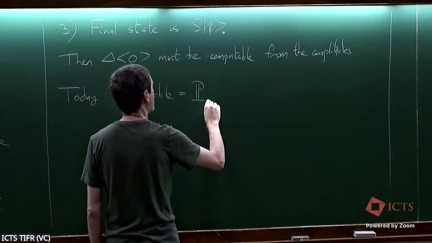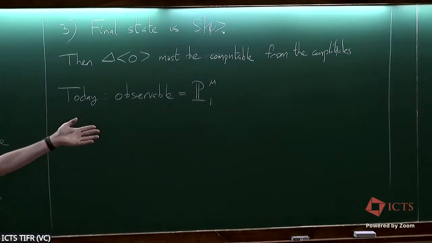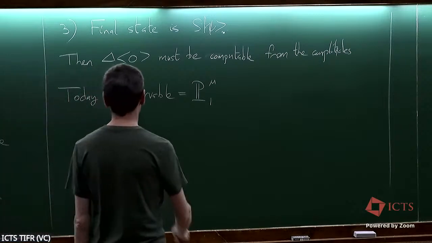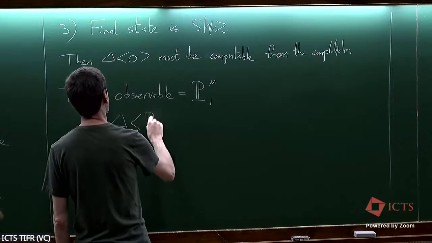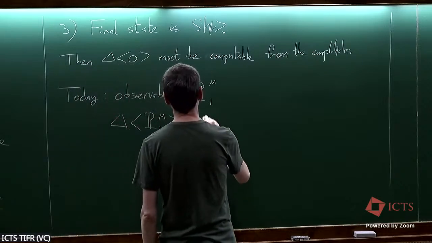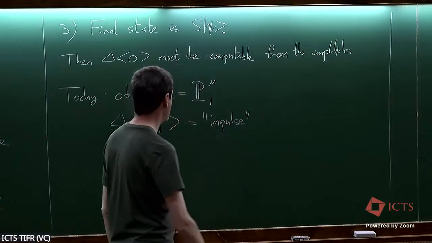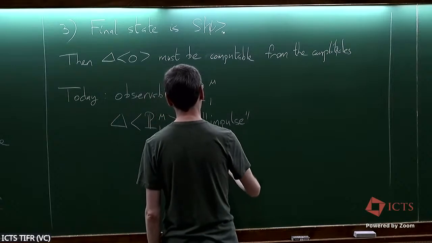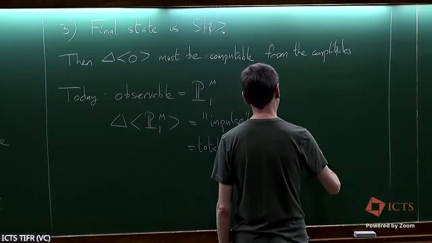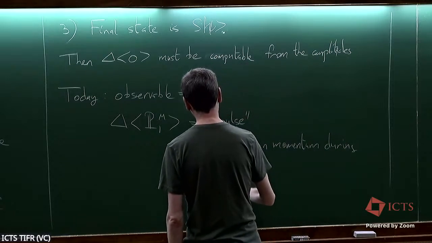So I'm going to pick one of my particles, particle 1, and look at its momentum. Then I'll compute the momentum of the particle in the far future, subtract the momentum in the far past. That will give you the change in the momentum of the particle. So the change in the expectation value of the momentum of the particle is, this is called the impulse, which is the total change during a scattering event.